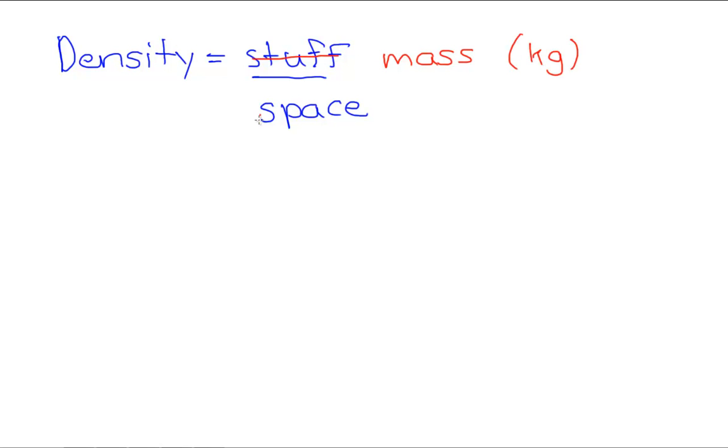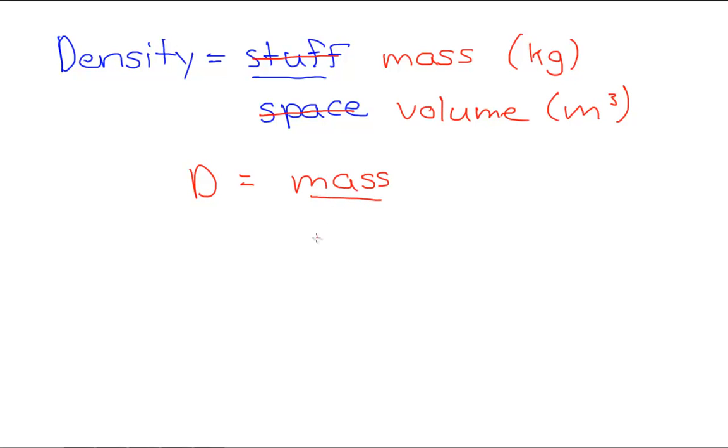The space is called the volume, and this value would be in something like meters cubed. Thus, the equation for density is mass over volume. And in this case, the units would be kilograms per meter cubed. So now that you know what density is, let's try a question.